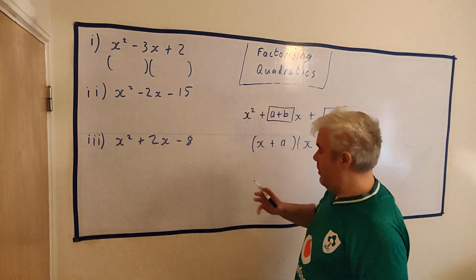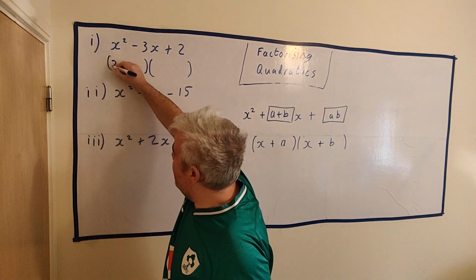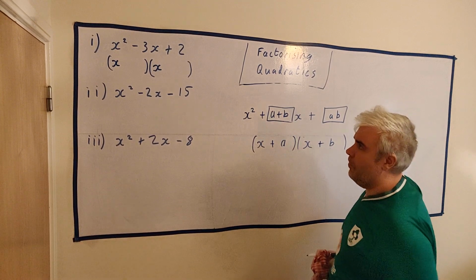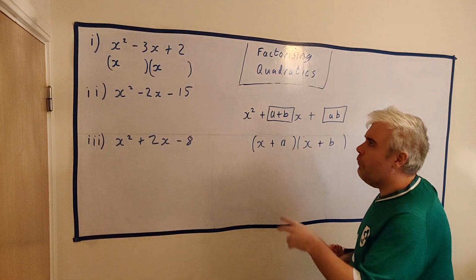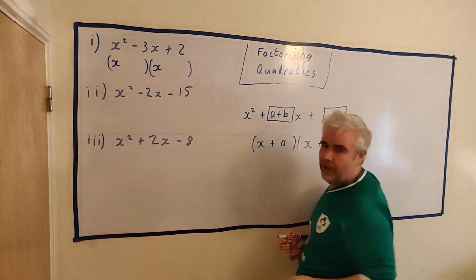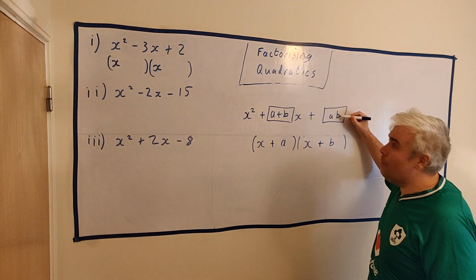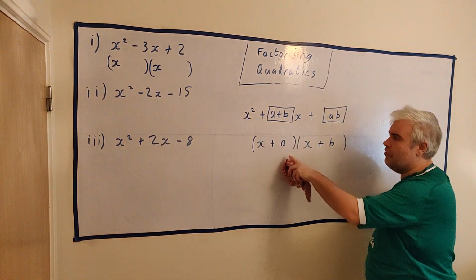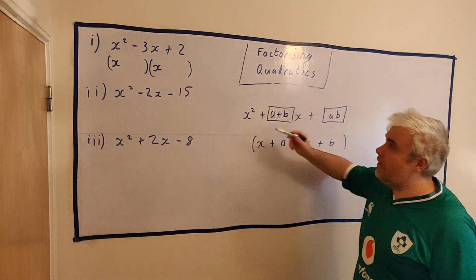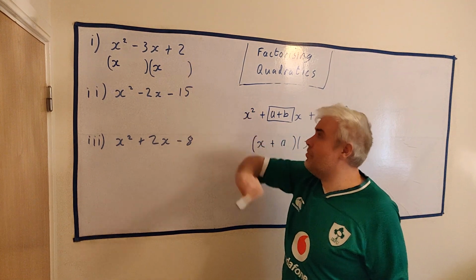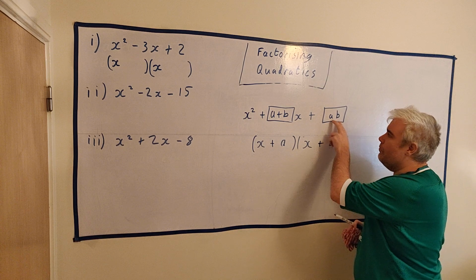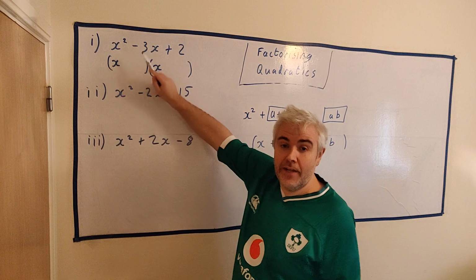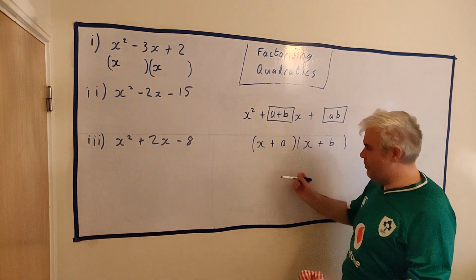So that means I can write an answer here already. X and X, because the X's are already known. Whereas the only work I have to do up here is to think of a number, A and B. Think of two numbers that multiply together to get plus 2, and I have to think of the same two numbers to add together to get minus 3. So let's do that down here maybe.